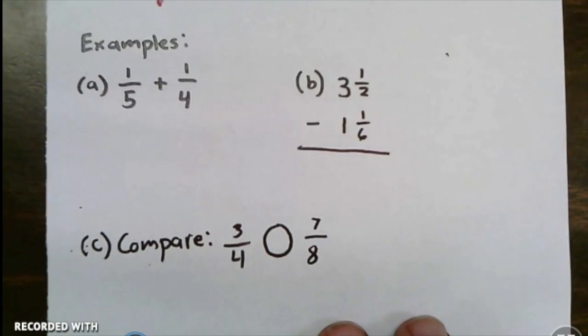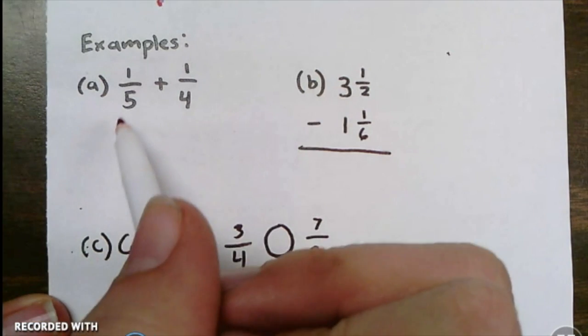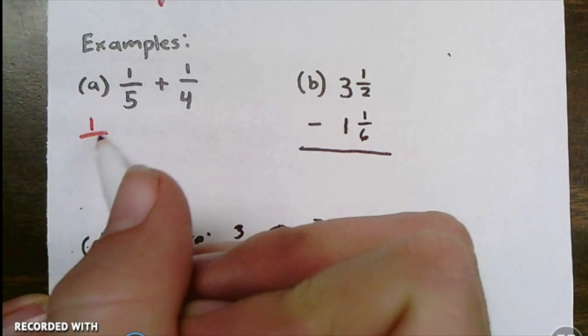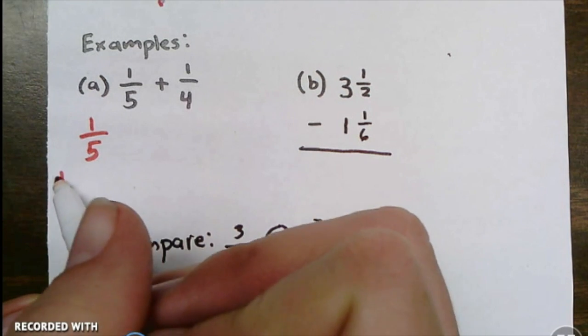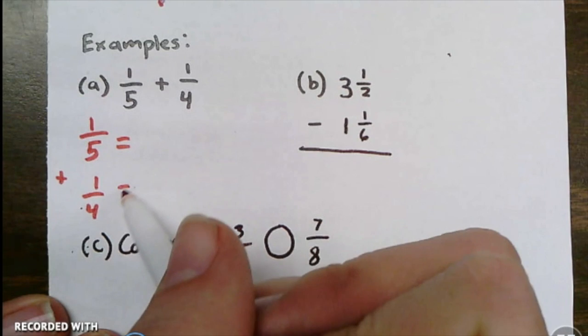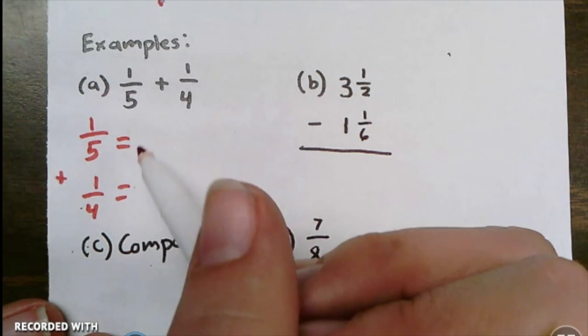All right, here's our examples. I just did one example of each type. We're going to walk through them together. It is really not too bad. The first step is to write them vertically so that way it's easy to convert them. So I've got 1/5 plus 1/4. Now I'm going to find the least common multiple of 4 and 5.